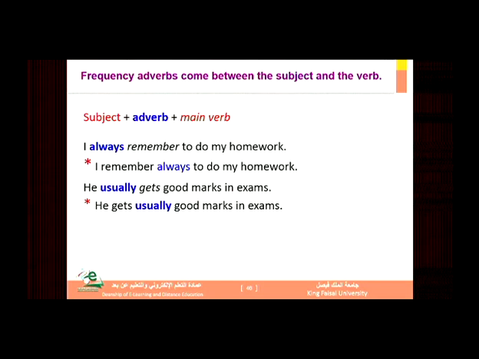He usually gets good marks in the exams. So again, the adverb comes before the verb gets. The sentence will not be acceptable if we say he gets usually good marks in the exam, whereas you can see in this example, he gets usually good marks in the exam. The adverb comes after the verb, and we said it has to come before the verb.